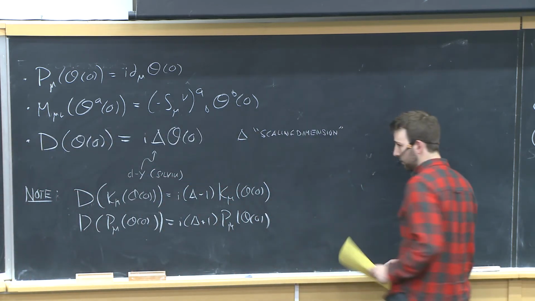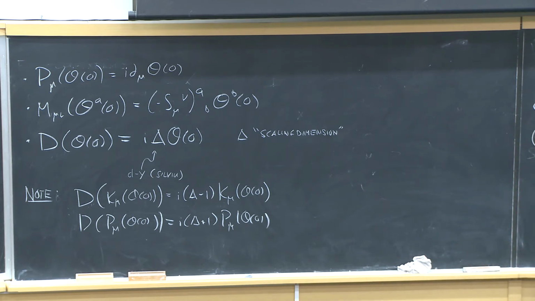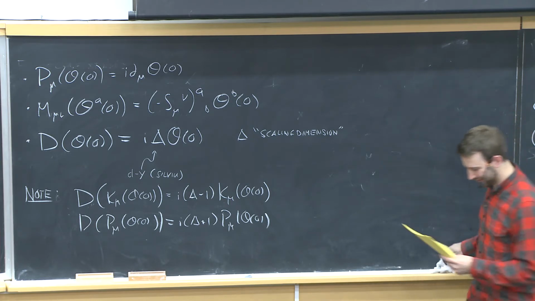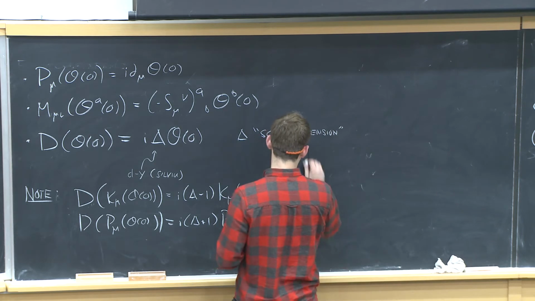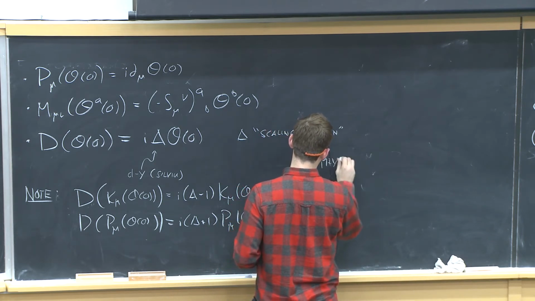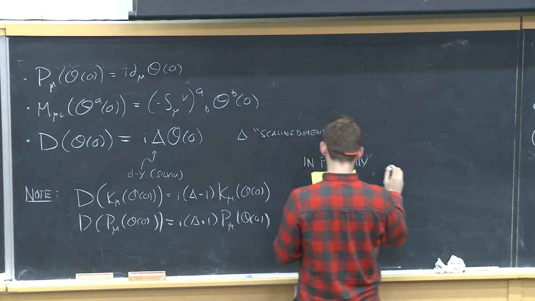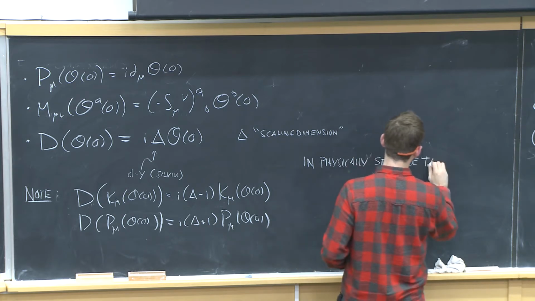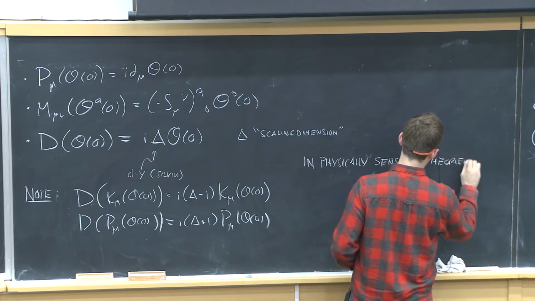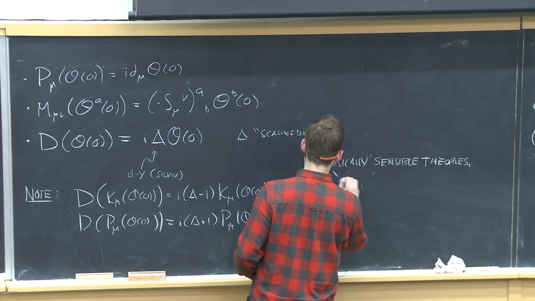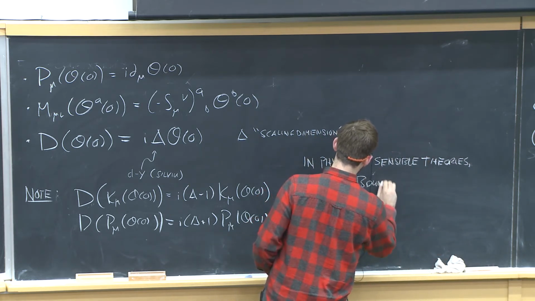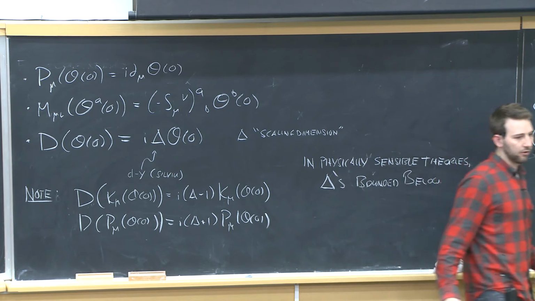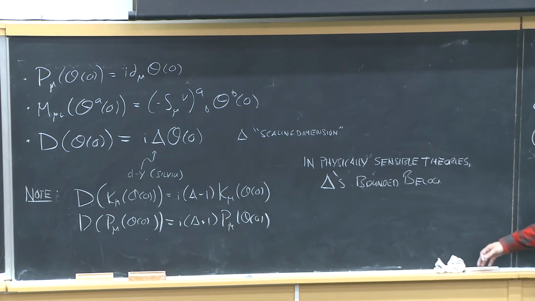And now I'm going to assert, and if you get really, really technical, this becomes something that you can question, but for an appropriately generous interpretation of the phrase physically sensible, in physically sensible theories, the scaling dimensions are bounded below, meaning you don't have operators with arbitrarily negative scaling dimension.